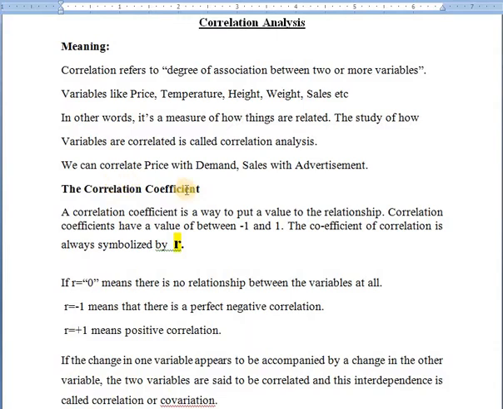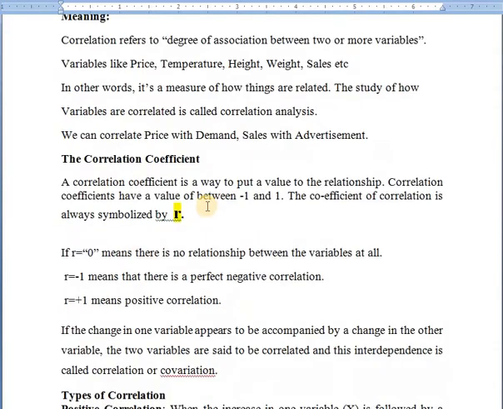We can relate price with demand, sales with advertisement. The correlation coefficient is a way to put a value to the relationship and it is denoted by the small letter r, and that value always lies between -1 and +1. If r is equal to 0, it means it is a zero correlation, that there is no relationship existing between the variables. If r is equal to -1, it means there is a perfect negative correlation. If r is equal to +1, it means perfect positive correlation.